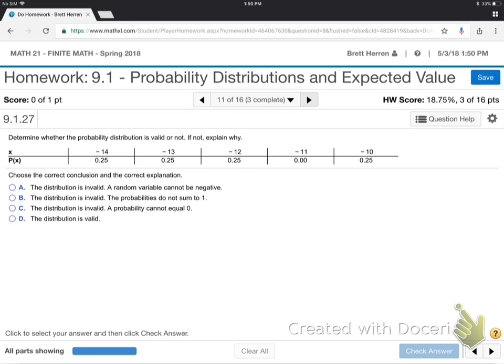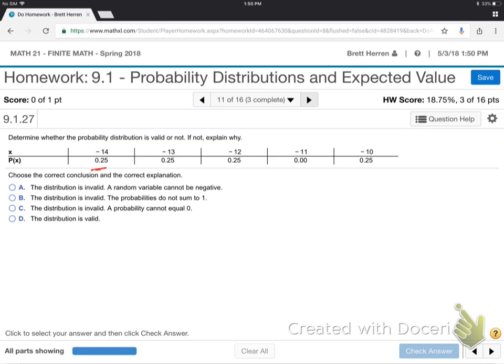All right. Determine whether the probability distribution is valid or not. What do they mean, valid or not? These questions are always weird. Didn't you have to add all the bottom ones up? Yeah, they have to add to 1. Probabilities have to add to 1. We know that, right? I couldn't say 80% chance of rain, 30% chance it won't rain. Well, that just doesn't work, right? So they have to add up to 1.